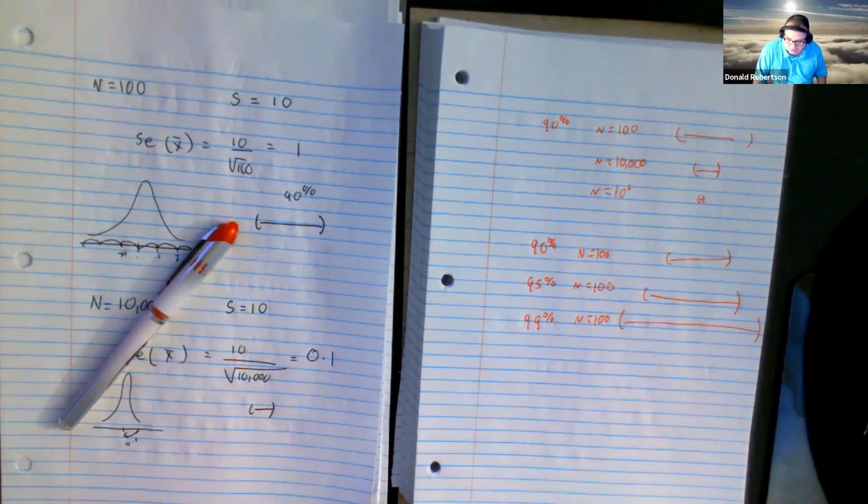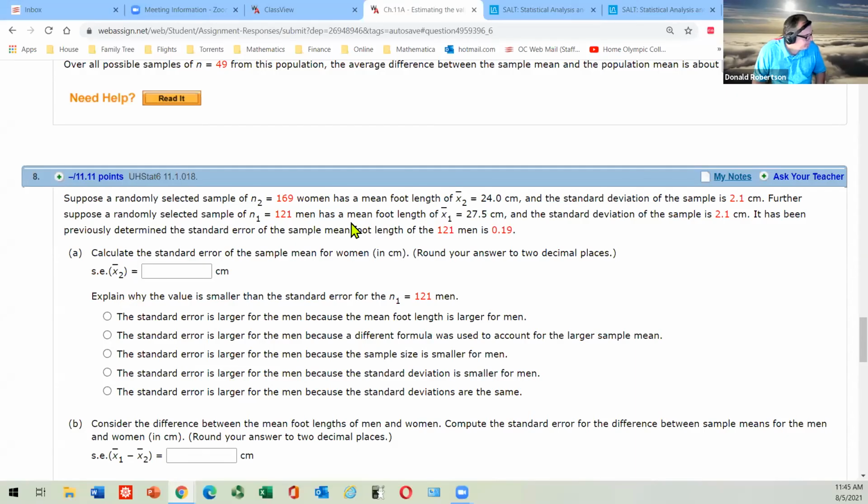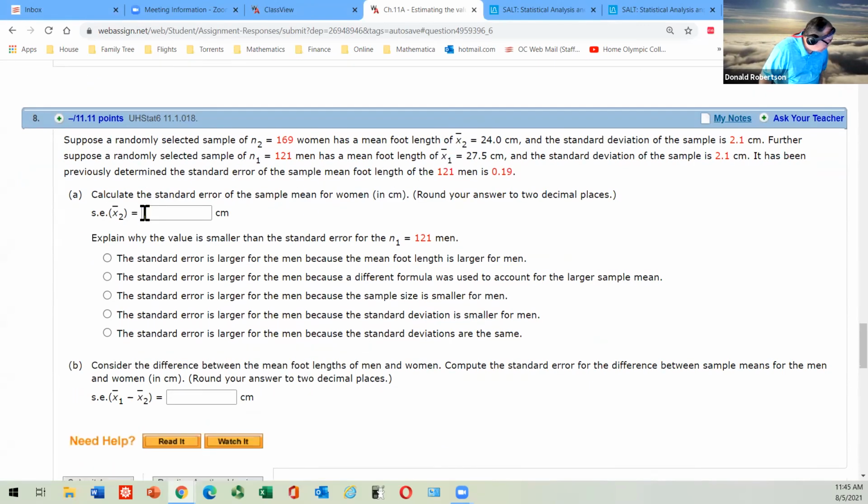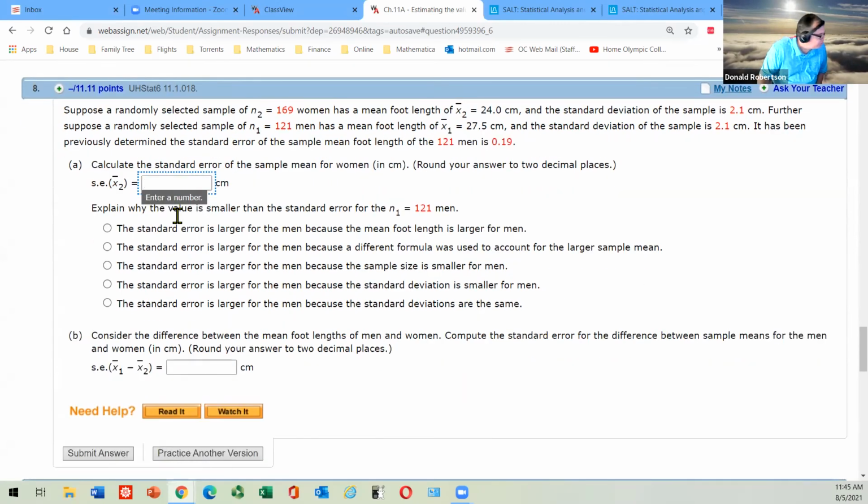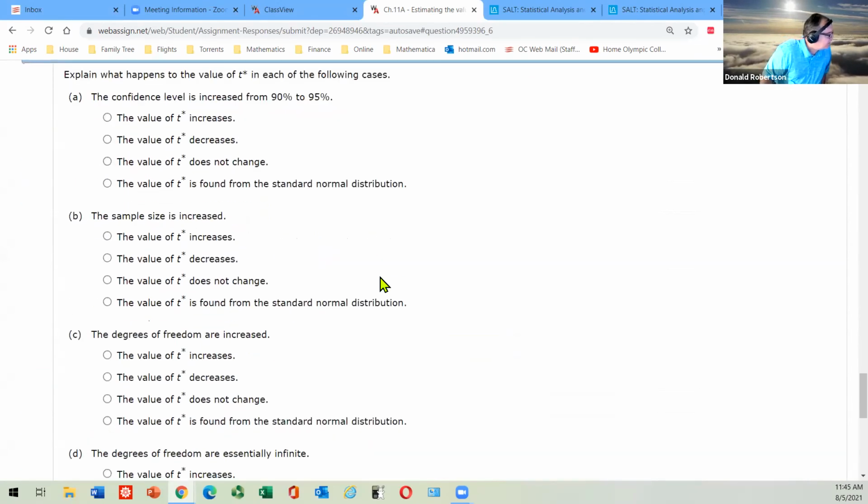Okay, so now that we've done that little side issue, let's return to the last of these questions and see what we get. Suppose a randomly selected sample of 169 gave you this and 121 gave you that. Calculate, oh, that's a standard error question, right? I've already told you the formula for that. Remember the S1 squared over N1? So that's not the question. Right, this is the question.